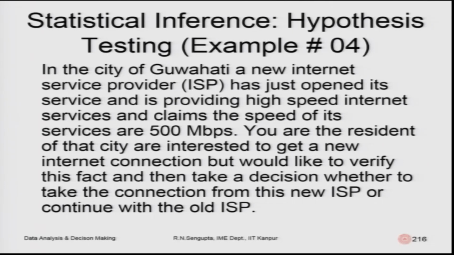You are the residents of the city and you are interested in getting a new internet connection, but would like to verify this fact and then take a decision whether to take the connection from this new ISP or continue with your old internet service provider. So, the new provider is saying 500 Mbps, you will take some information on the speed from your friends or people who are utilizing it, check the statement which is being made, and if you are satisfied, you will switch over from the old to the new. If it is not, obviously you will continue with the old. That means the statement made by the new service provider that it is 500 Mbps has not been corroborated by the experiment which you have done.